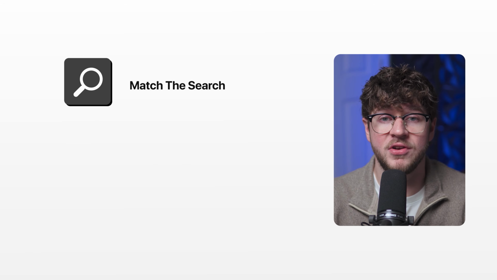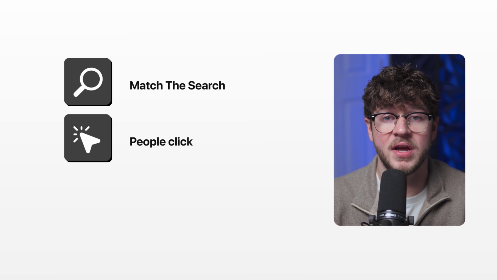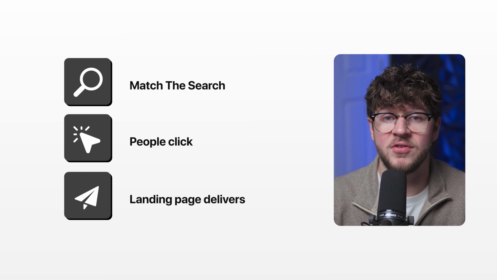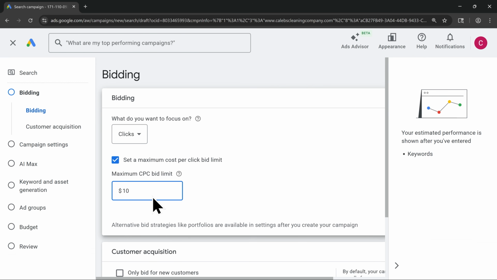Here's what you want to focus on. Make sure your ad clearly matches what someone searched for. Write it in a way that gives them a real reason to click, and then send them to a landing page that delivers exactly what the ad promised. So with that said, we set our maximum cost per click bid limit to $10, but with a high quality ad, we may end up spending significantly less for this.